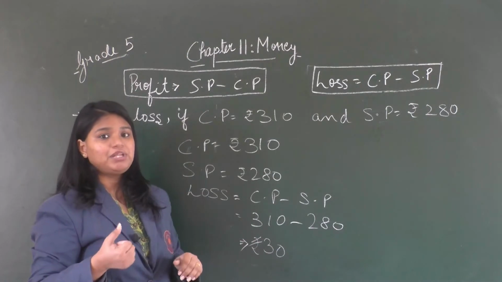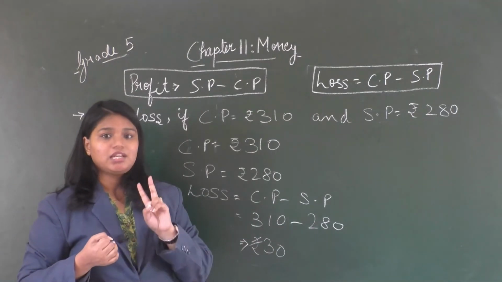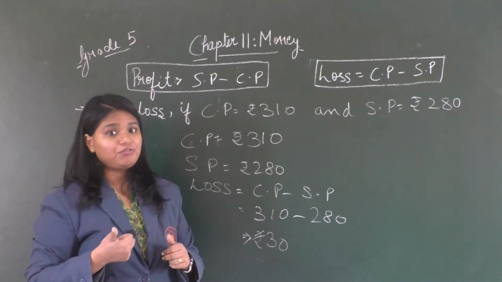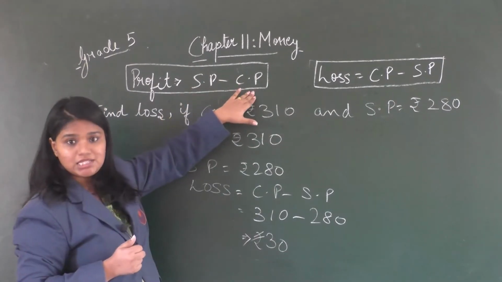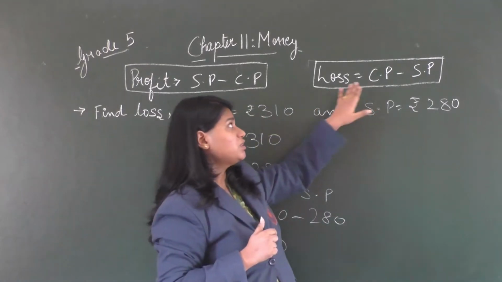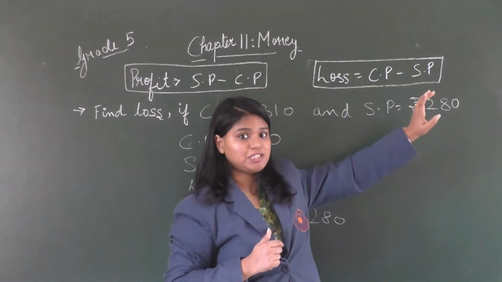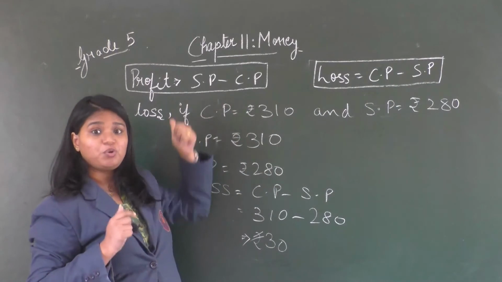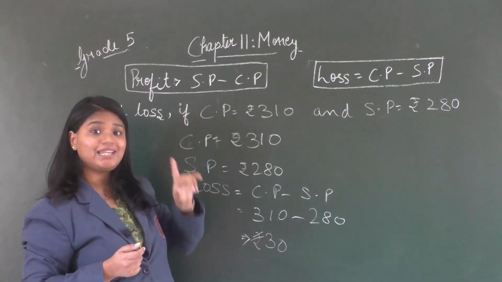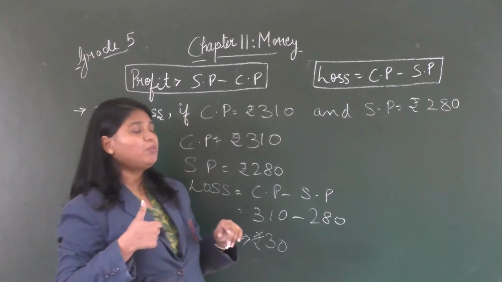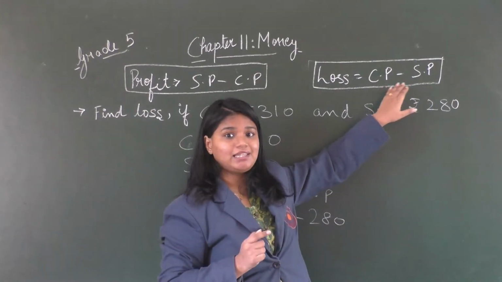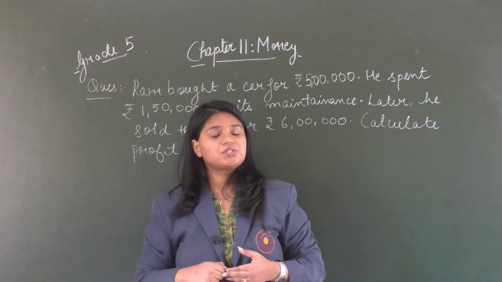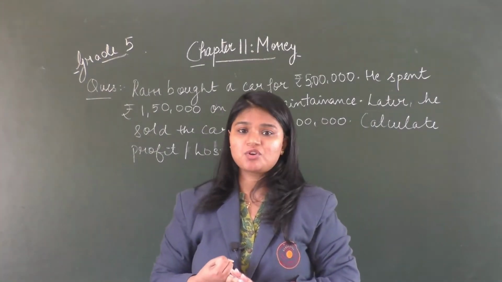So when you are calculating profit and loss, there are two important formulas that you have to remember, that is profit is equal to SP minus CP and loss is equal to CP minus SP. When do we get profit? When the selling price is greater than the cost price, and when a loss is incurred? When the cost price is greater than the selling price. So students, we learned about profit and loss concept.